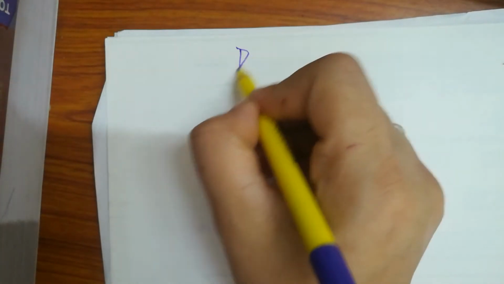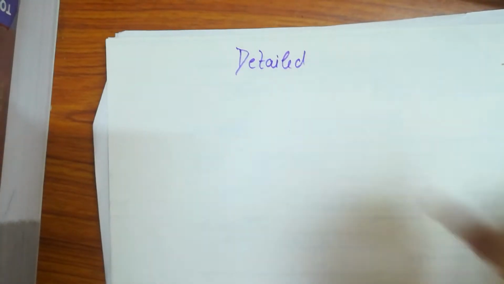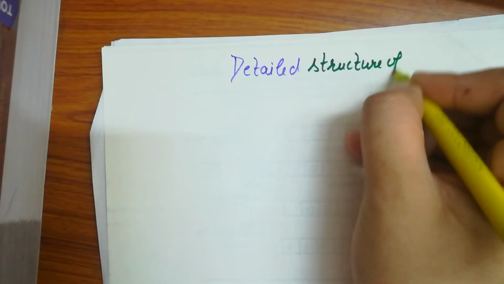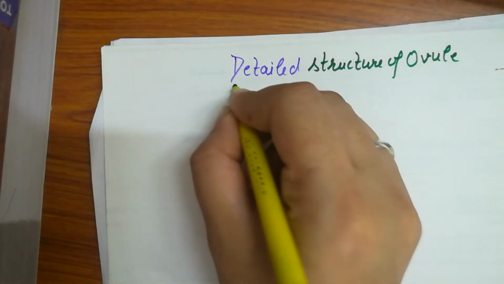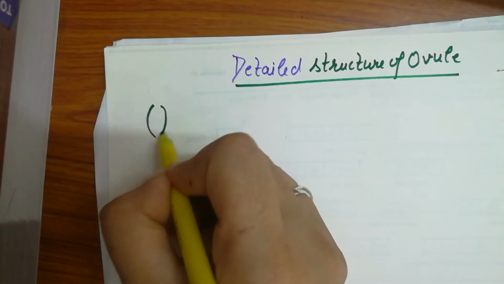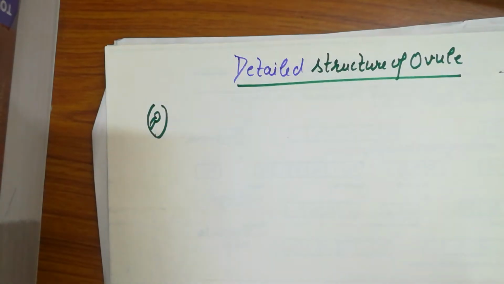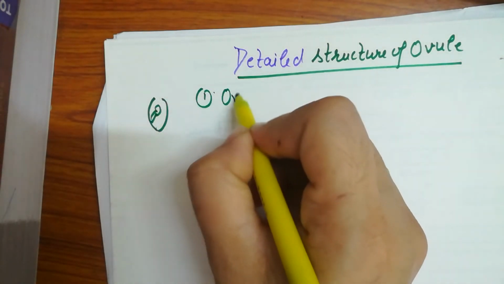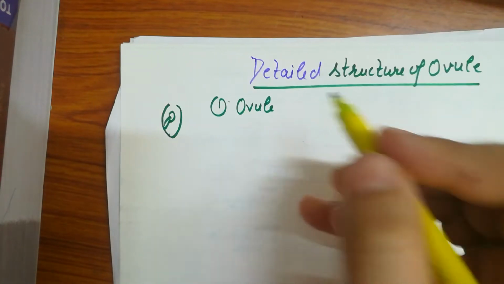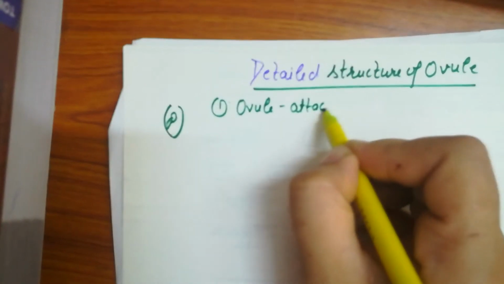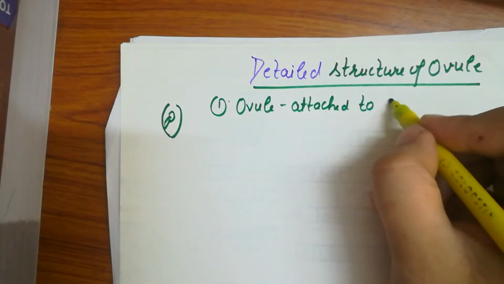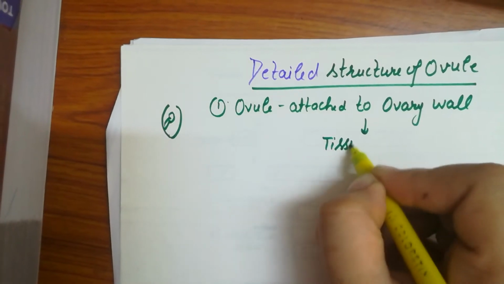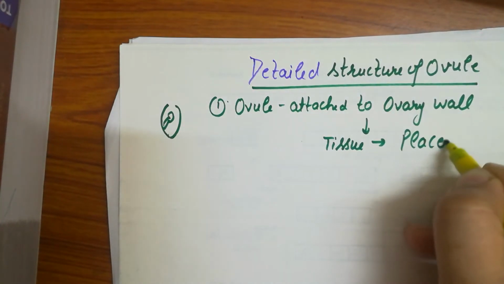So after this, let's start with the detailed structure of ovule, right? Where are those ovules? They are present inside the ovary. Here you will find ovule. Ovules are not present in a free condition. They are attached to the ovary wall with a tissue, and that tissue is known as placenta, right?